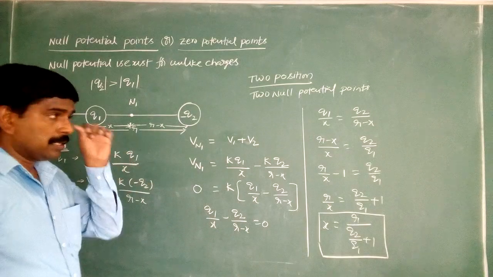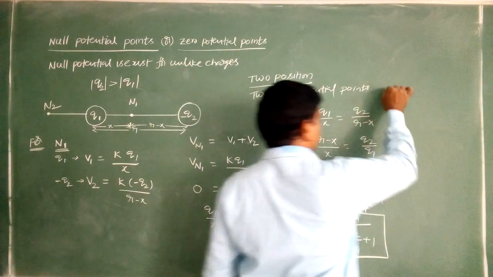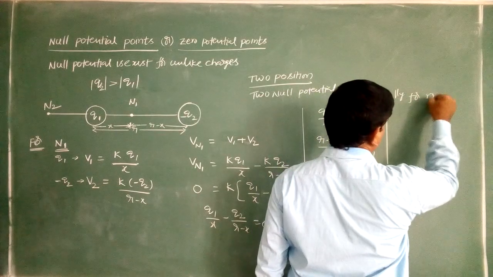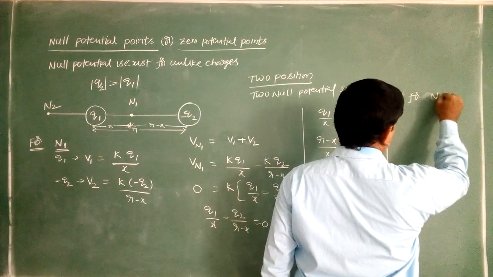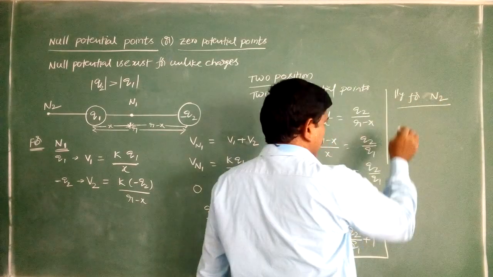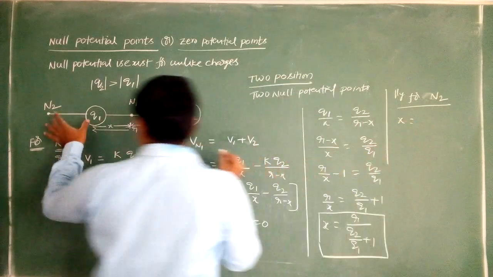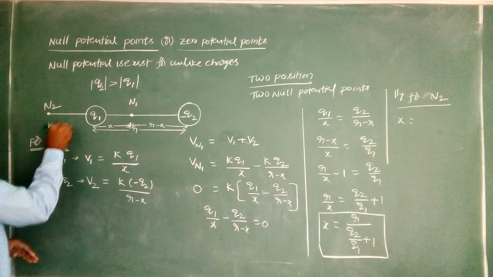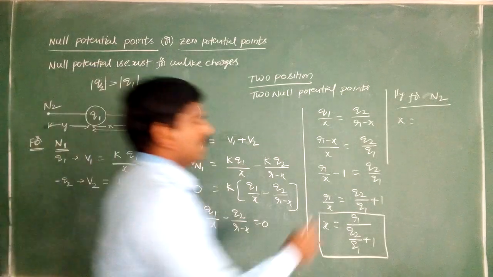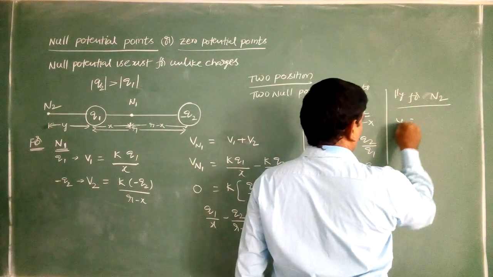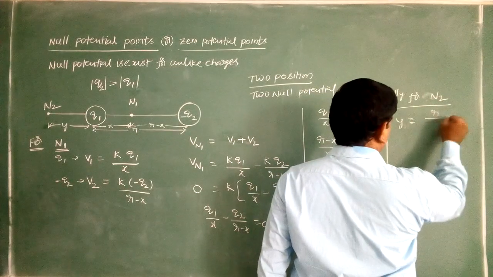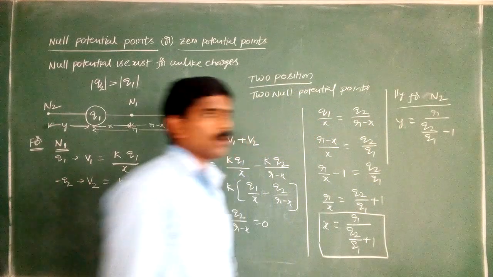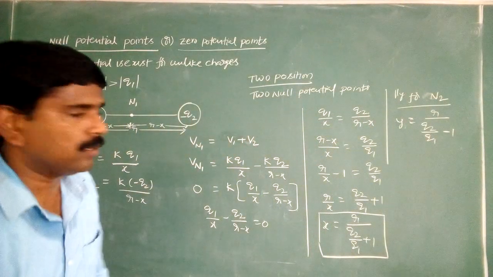Similarly for N2. In that situation also, we are taking the null position point as Y. Y is equal to R by (Q2 by Q1 minus 1).